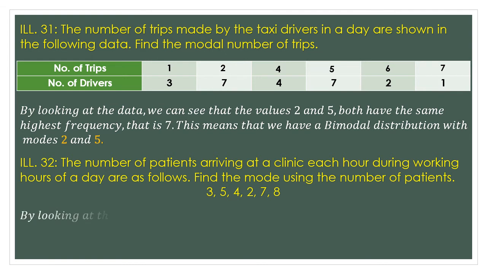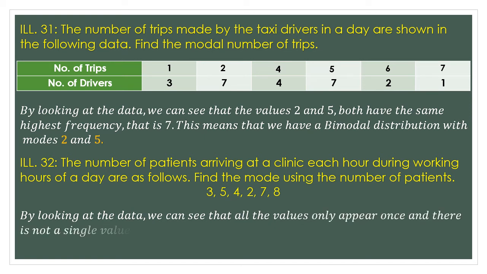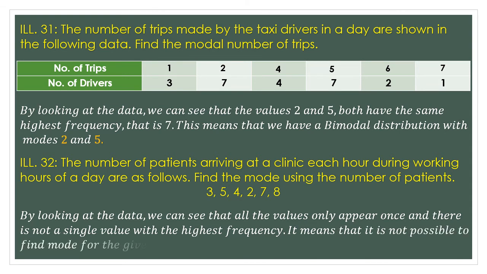No number has more number of repetitions than the other number. That means we can see that all the values only appear once, and there is not a single value with the highest frequency. It means that it is not possible to find mode for the given data. So whenever you come across a question like this, you have to write this statement that all the numbers have only one frequency or all the numbers are repeated only once. So it is not possible to calculate mode for the given data. Moving on, let's do some sums based on the continuous frequency.